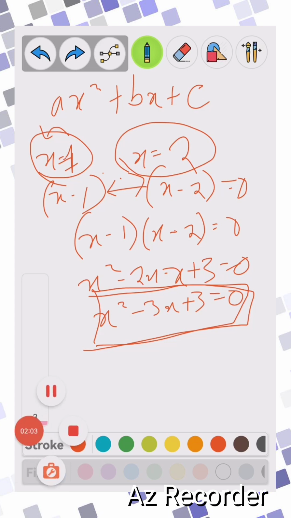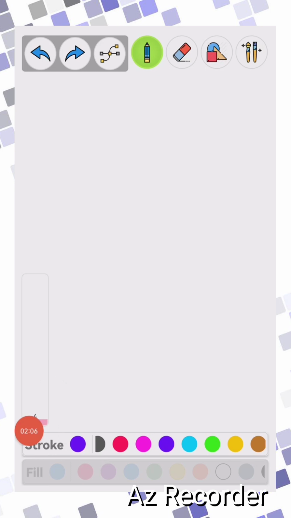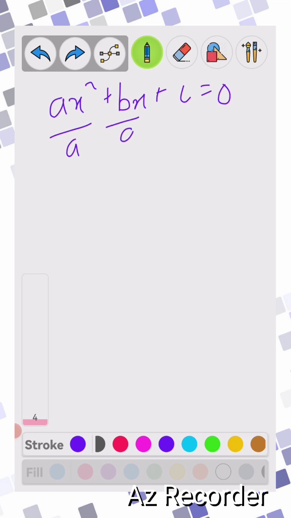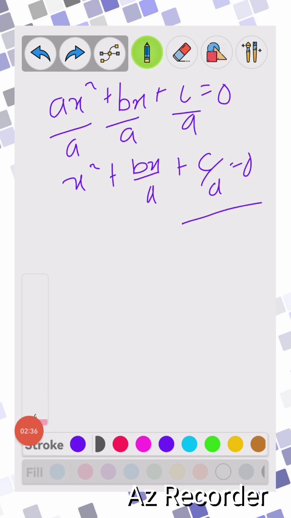So now let's look at something else. Let's also try to look at it from this concept. So you have your x squared plus bx plus c like that, and this should of course be equal to 0. So let's say we divide this over a, so this is going to be x squared plus bx over a and then plus c over a is equal to 0. Alright, so we have this.